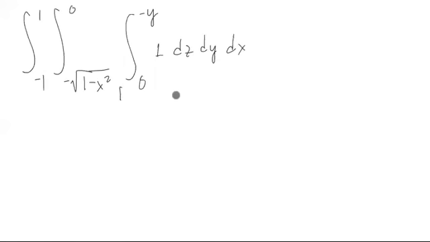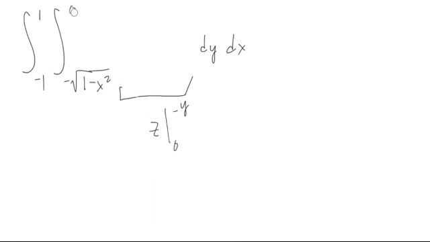So right here, we go to the innermost part, take the antiderivative with respect to z, evaluate from 0 to negative y, and this portion right here will simply become negative y. So plug in negative y and 0. This part right here just becomes negative y. Okay, all right. Now we go to the next bit.